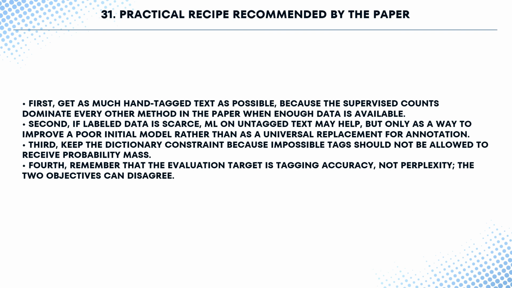This slide translates results into actionable steps. First, we should get as much hand-tagged text as possible because the supervised counts dominate every other method in the paper when enough data is available. Second, if labeled data is scarce, ML on untagged data may help, but only as a way to improve a poor initial model rather than a universal replacement for annotation. Third, keep the dictionary constraint because impossible tags should not be allowed to receive probability mass. Fourth, the evaluation target is tagging accuracy, not perplexity. The two objectives can disagree.